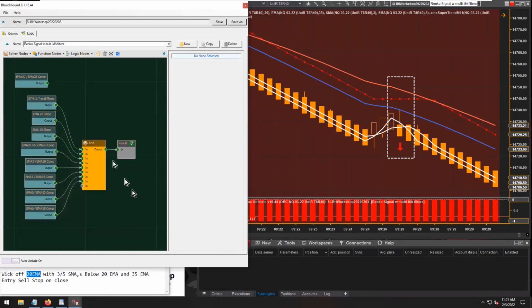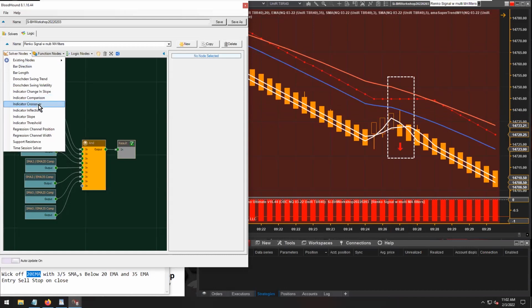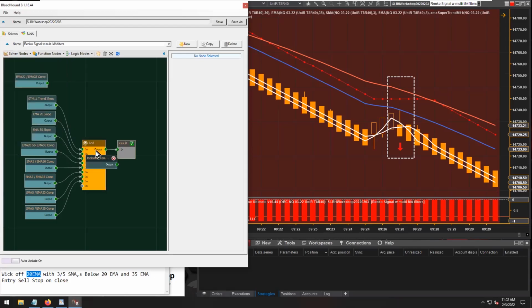Move that up. Again, we're comparing the high of the bar to the EMA 20. We want to make sure that the high of the bar is above the EMA 20 for a short output. So that's a comparison. We're comparing the high of the bar, which is the wick, to the EMA 20. So let me grab a comparison solver.